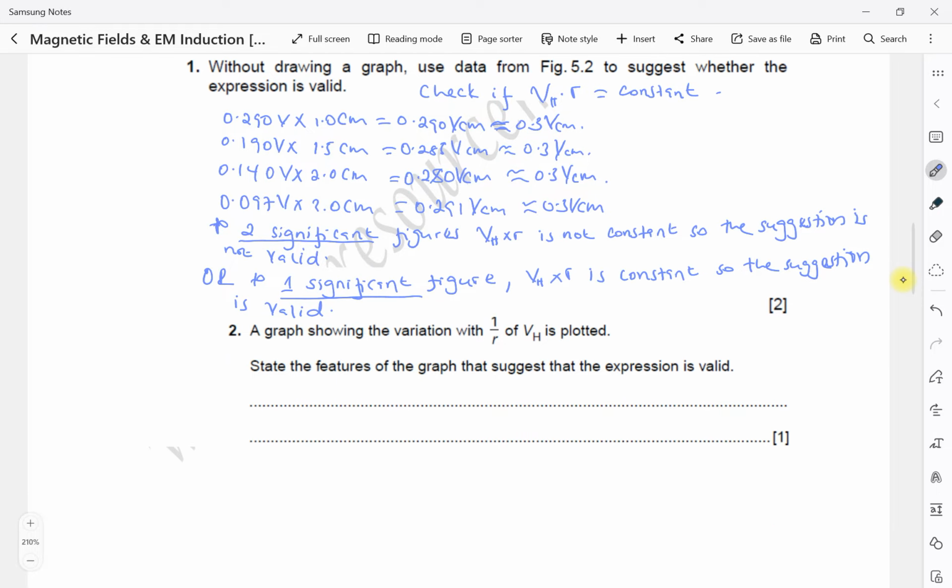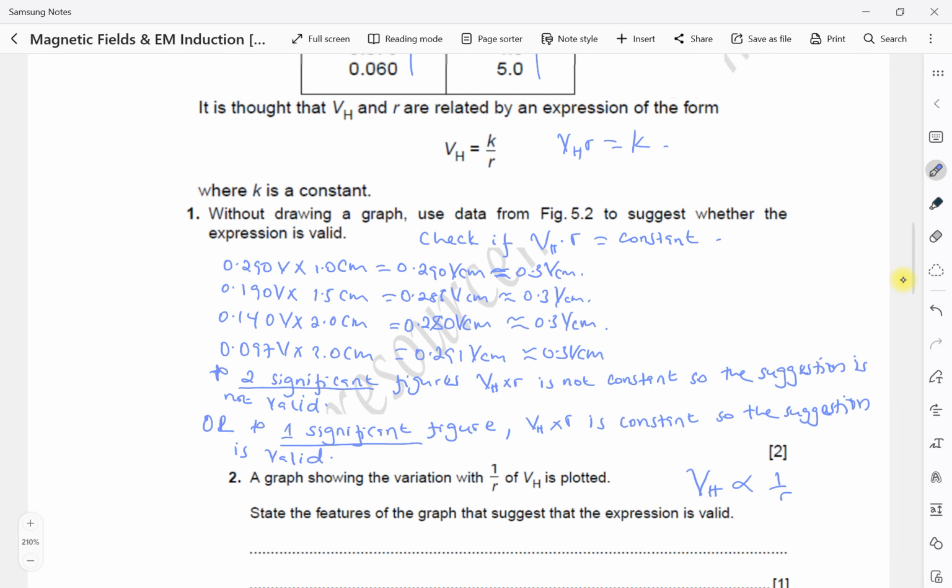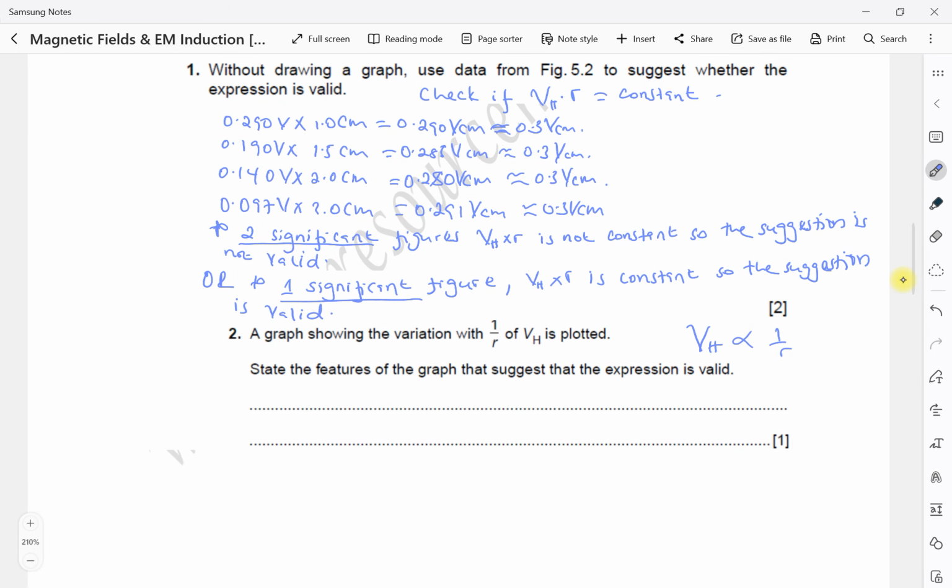A graph showing the variation with 1 over r of VH is plotted. So you notice that VH is directly proportional to 1 over r according to that expression here. So this is a straight line. Suggest the feature of the graph that suggests that the expression is valid. It should be a straight line passing through the origin.